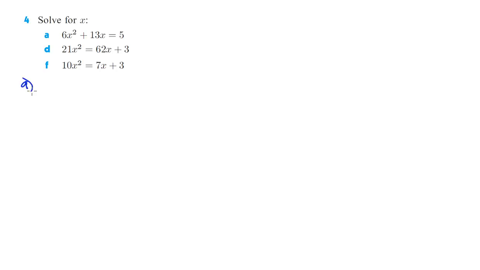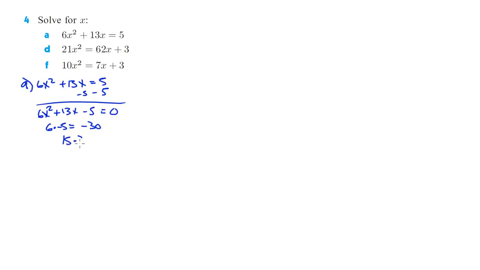So, a, we have 6x squared plus 13x equals 5. Let's move the 5 to this side over here. 6x squared plus 13x minus 5 equals 0. Nothing that we can get out of all those, so we got to multiply 6 times negative 5 equals negative 30. So I want to find the factors of 30 that have a difference of 13. So 1 times 30 doesn't work, but 15 and 2 do have a difference of 13.